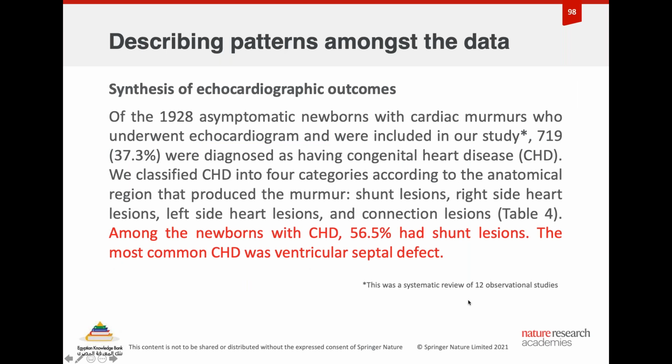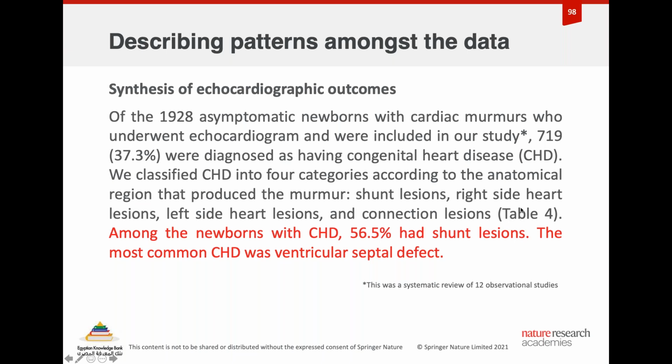So they say this was a systematic review, by the way, of 12 observational studies, not RCTs, but observational studies. And across those 12 observational studies, there were 1,928 asymptomatic newborns that they evaluated. They had cardiac murmurs. And they said 719 were diagnosed with congenital heart disease. And then we, the systematic reviewers, classified the congenital heart disease into 4 categories according to the anatomical region that produced the murmur: shunt lesions, right side heart lesions, left side heart lesions, or connection lesions. And they have the table for that.